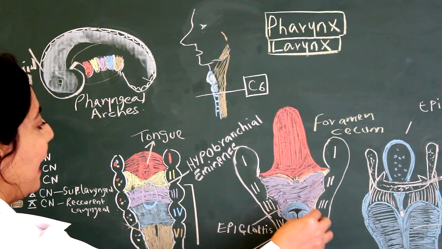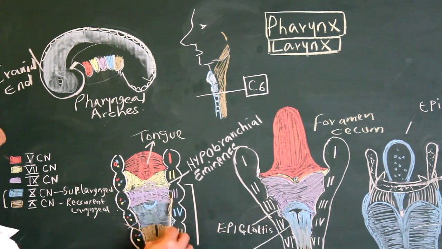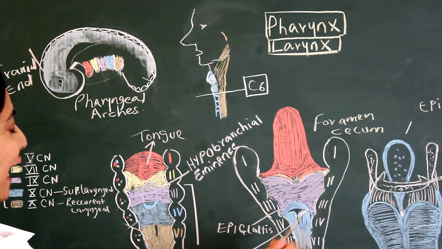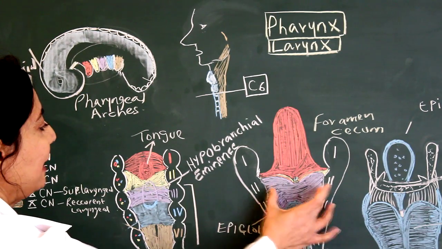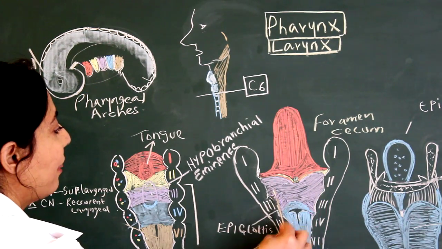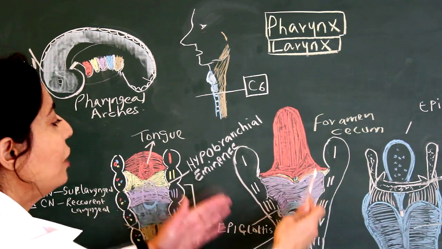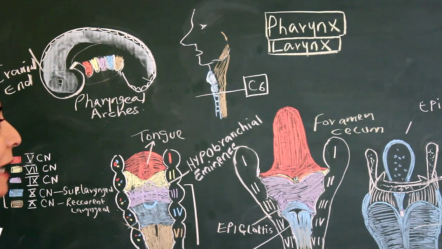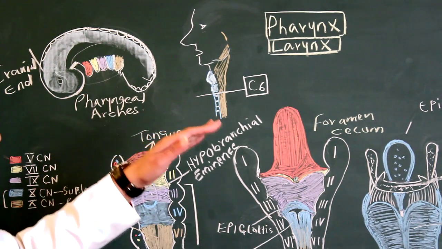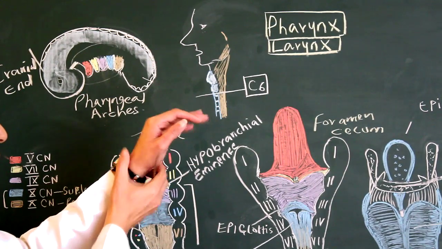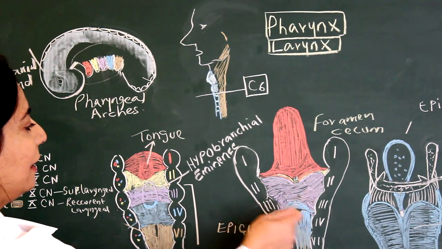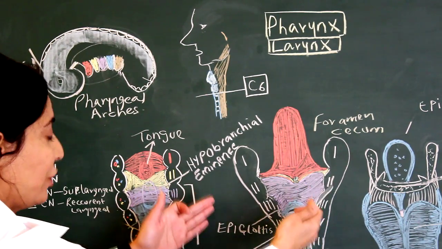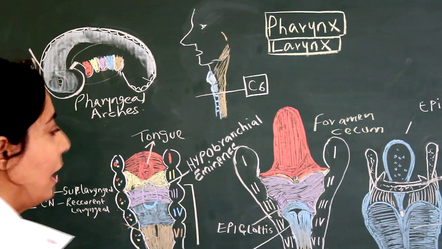Here you can see that the purple, or the third arch, is overgrown. It has undermined the second arch, and you can see it is making the posterior 1/3 of our tongue, the pharyngeal part of the tongue. Anteriorly the tongue is free, while the posterior part is fixed with the pharynx. So this pharyngeal part of the tongue originates from the 3rd pharyngeal arch.